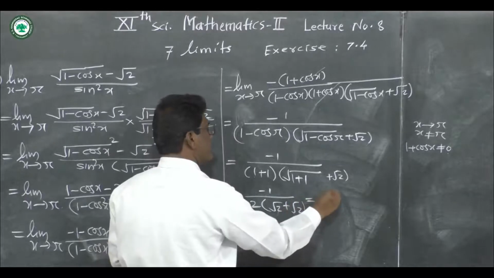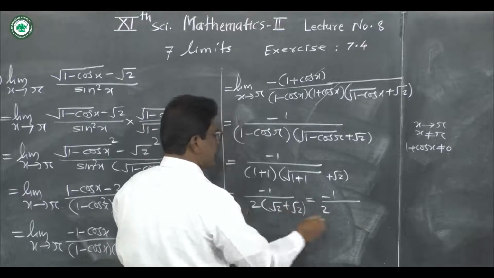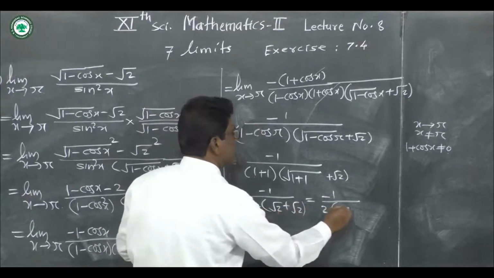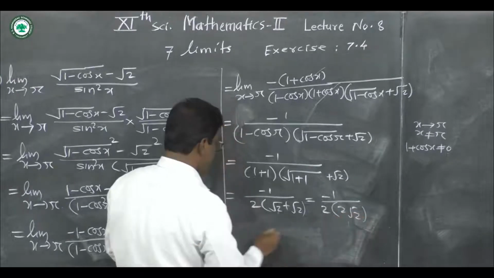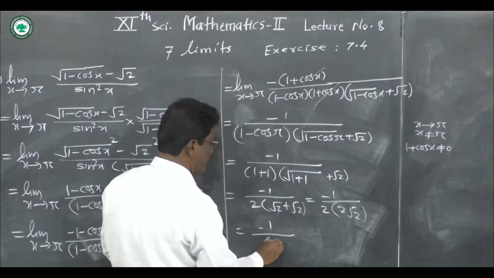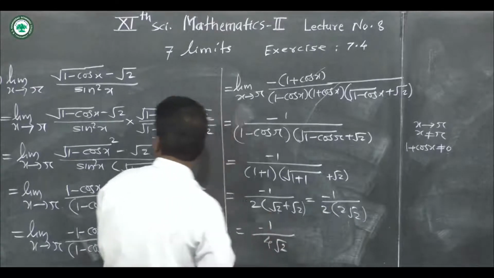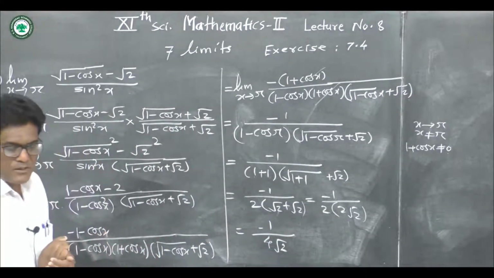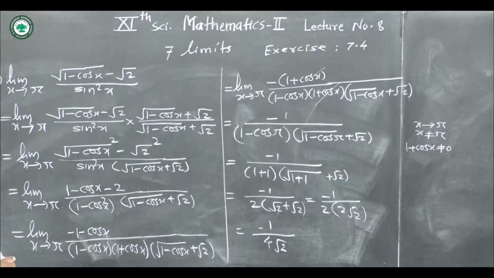So it is equal to minus 1 upon 2 as it is, and this root 2 plus root 2 is 2 times root 2. So it is equal to minus 1 upon 4 root 2. This is the answer for the second problem. Now we see the third problem.